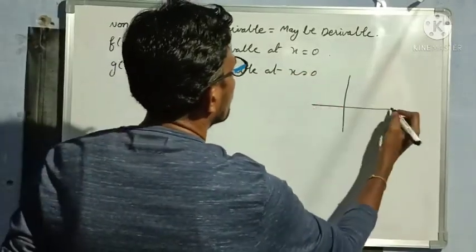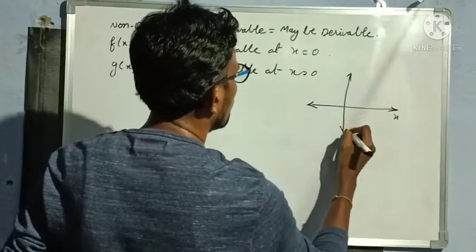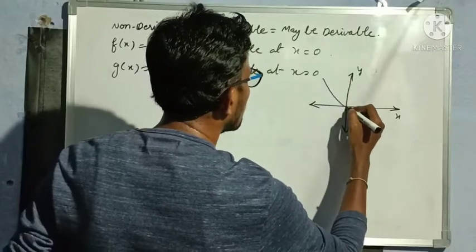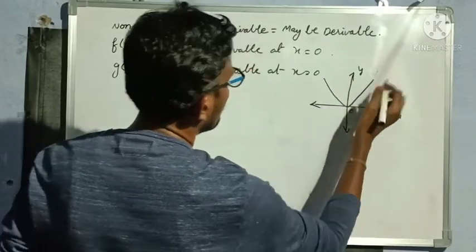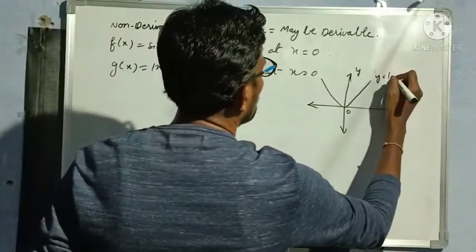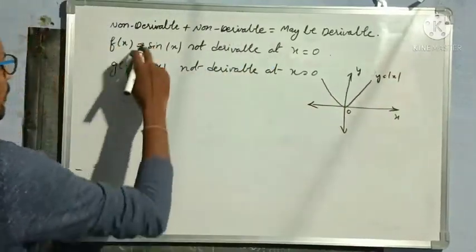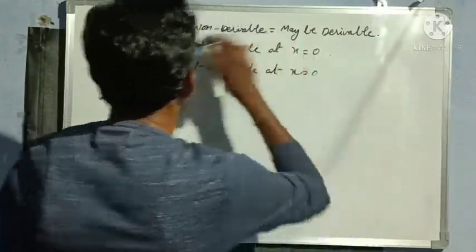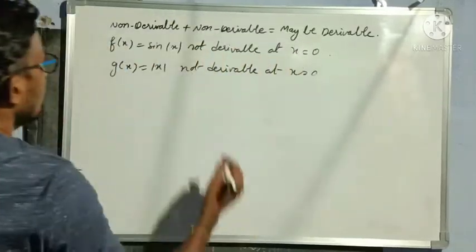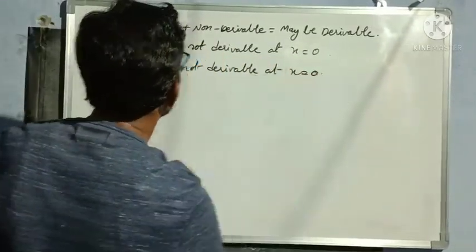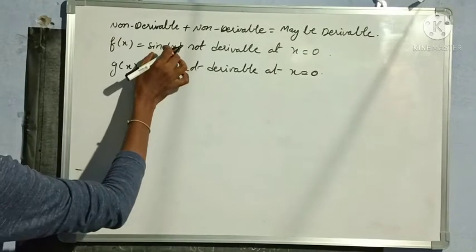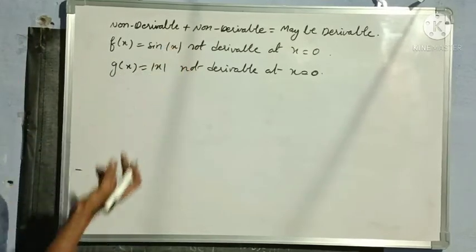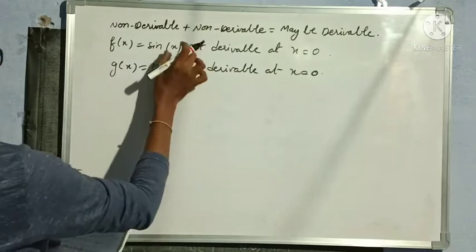So this is the graph of y is equal to mod x. At x is equal to 0, we are getting a sharp corner, so this is not derivable. In the same way, sin of mod x is also not derivable at x is equal to 0. Why? Because LHD and RHD are not the same for sin of mod x. One side we get sin 0, which is 1, and the other side minus sin 0, which is minus 1. So minus 1 is not equal to 1.